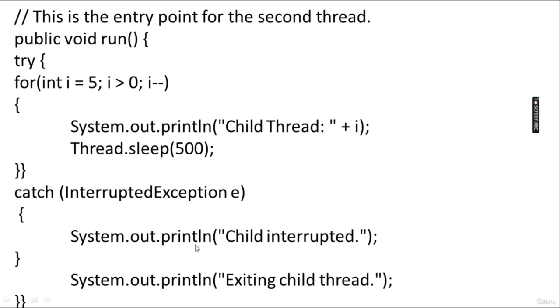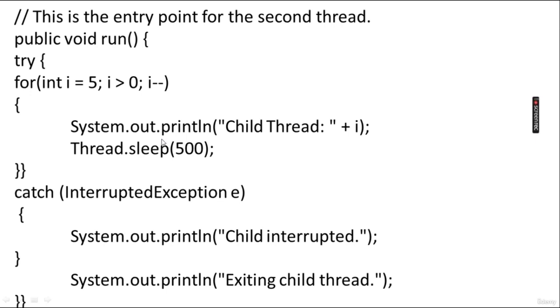Thread.sleep 500, then catch InterruptedException e: "Child interrupted. Exiting child thread." So it is called 5 times. For 500 milliseconds, that is half a second, it will sleep and it will print child thread 5, child thread 4, child thread 3, and so on.